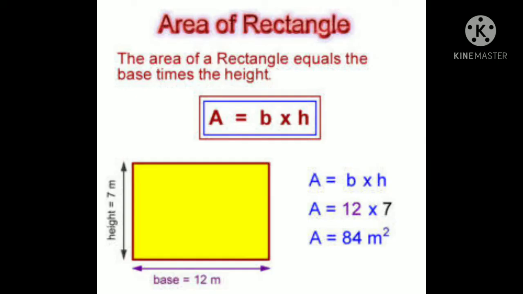Now how to measure it? The area of a rectangle equals the base times the height. What is the base? One figure is given to you. See, base is 12 meters, height is 7 meters. So area of rectangle, A is equal to B into H. So 12 into 7 is 84 meters square. Okay, so we know the area should be measured in square meters.